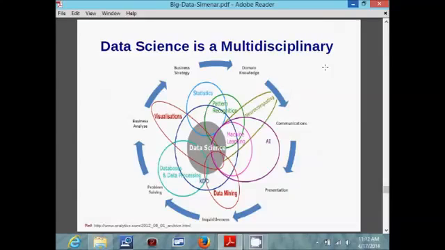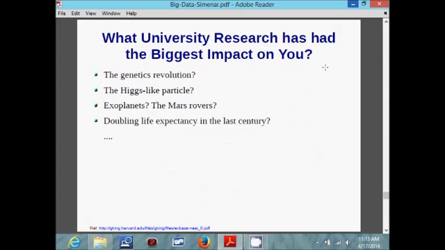So, what university research has had the biggest impact on you? During many, many decades, research conducted in universities has resulted in new technologies and new trends. Which one of them has the most impact on you? Is it the genetics revolution? Is it the Higgs-like particles that have been discovered in the universe and explain many things? Although this is important, it doesn't touch you directly. Doubling life expectancy in the last century. All these are very good technologies, nice achievements for human beings, but they don't touch you directly.